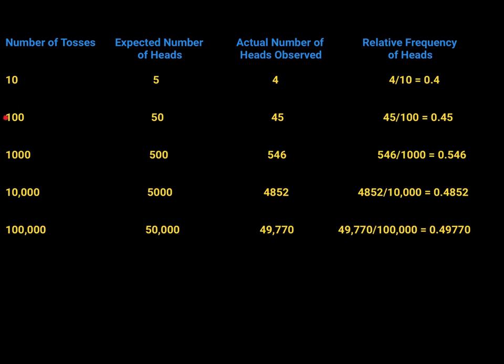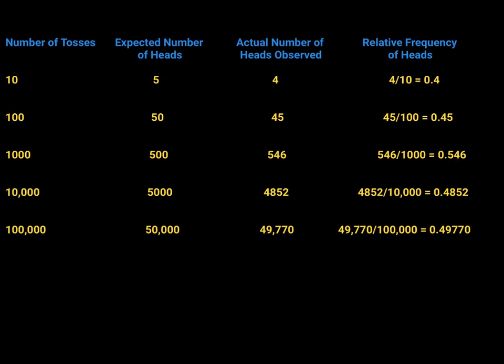After tossing the coin 100 times, we expected to get 50 heads, but we actually got 45 heads. So the relative frequency is 45 over 100, which is 0.45. Notice that this probability is actually closer to 1/2 than before. With 1,000 coin tosses, we expected to get 500 heads. We actually got 546 heads. So 546 divided by 1,000 is 0.546. Again, close to 1/2, actually closer to 1/2 than we were before.